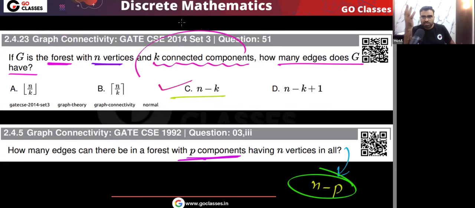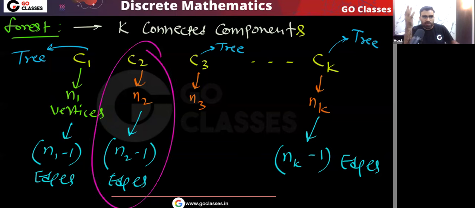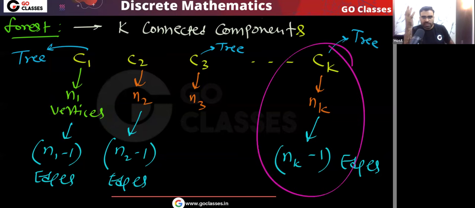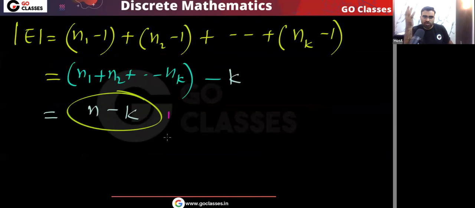The question is saying there are k connected components. So let's assume these are the connected components C1, C2, Ck. Here I am assuming n1 vertices, here n2 vertices and so on. Because every connected component in a forest is a tree, there will be n1 minus 1 edges, and so on. So you can find the number of edges in every connected component, and then easily do the summation. So finally your answer will be n minus k.